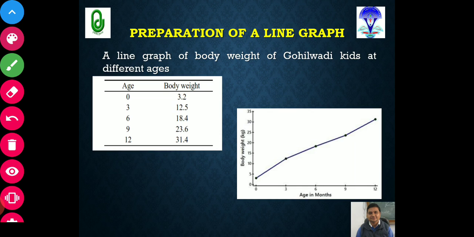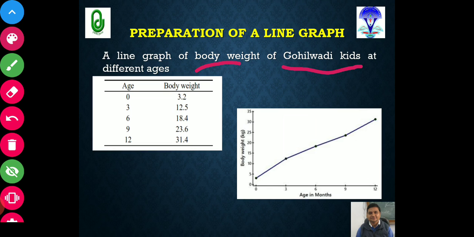Next, this is one example of a line graph. Here is a line graph of the body weight of Gohilwadi, which is a breed of goat, for Gohilwadi kids at different ages. This is the data we have. Birth weight is 3.2 kg. At 3 months of age, it weighs about 12.5 kg. At 6 months, it is 18.4 kg. At 9 months 23.6 kg, and at 12 months 31.4 kg.